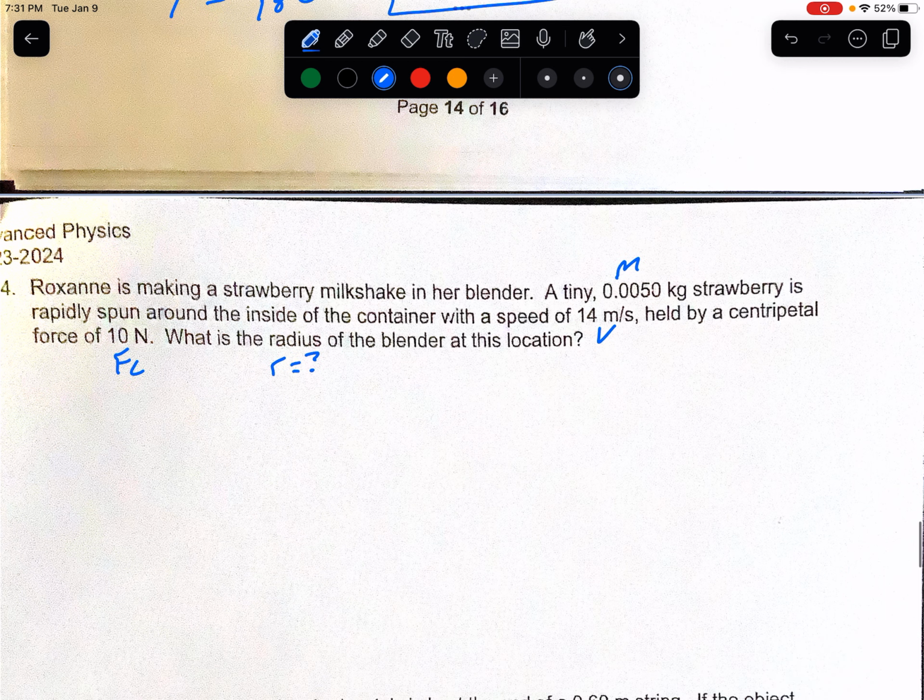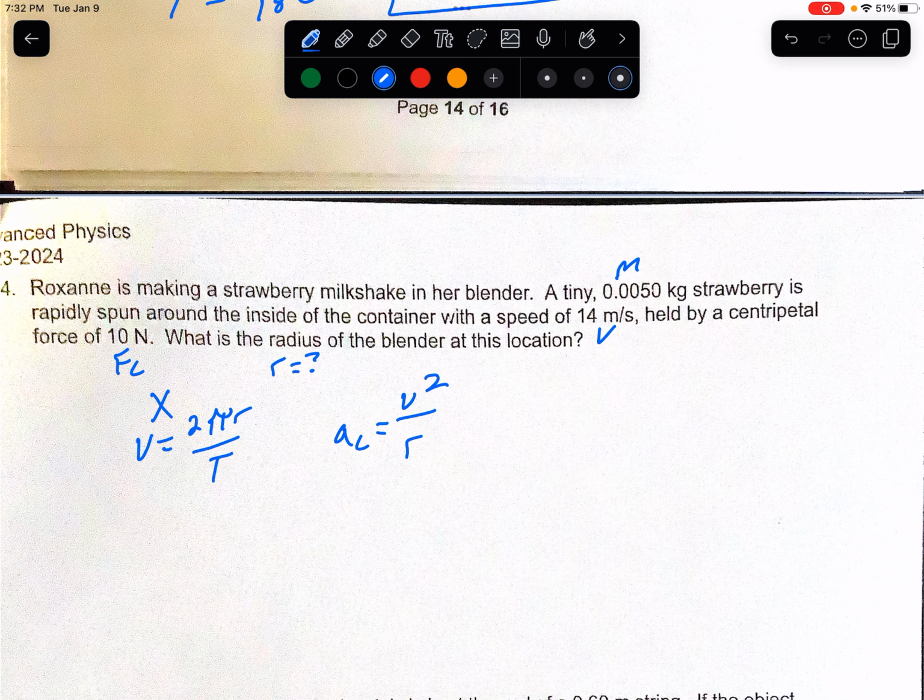Now, if you see this question and you're like, what the heck do I do here? You need to look at your equations and figure out which one has R in it. We've got 2 of them. You've got V equals 2 pi R over T, and you have AC equals V squared over R. I'm going to look at both of them. Do I have a velocity? Yes, I do. Do I have a time? I do not. So that means I really can't use this one right now.